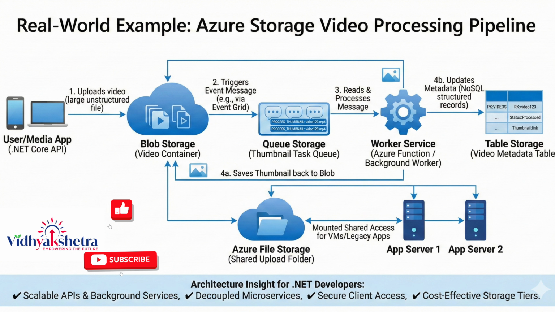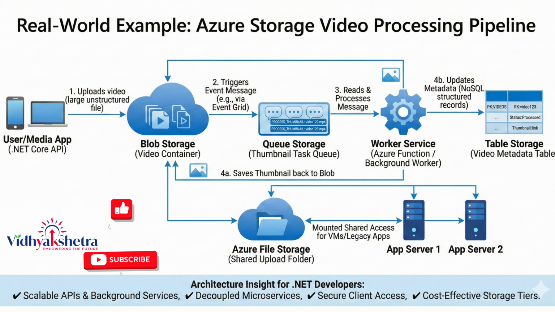Additionally, the architecture also shows Azure File Storage, which provides a shared folder system that can be mounted to VMs or legacy app servers. This is useful when traditional applications need access to uploaded files via the SMB protocol, especially when working with multiple app servers like Server 1 and Server 2. File Storage acts as a centralized shared upload folder.